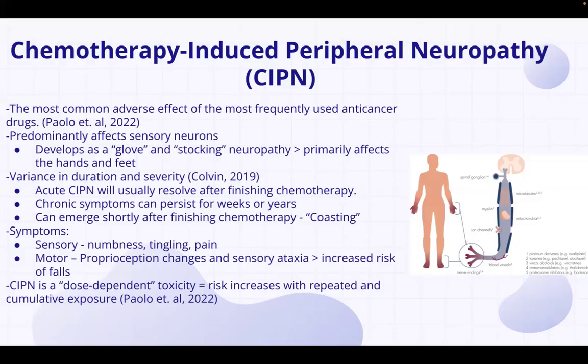So for sensory, patients can experience numbness, tingling, pain, and for motor impacts, there are proprioception changes and sensory ataxia, which increase risk of falls. So this is how the body perceives itself and its environment and controls its motor functions. And of course, impairment to it can put patients at risk of physical injury and things like falls. And CIPN is also a very dose-dependent toxicity, which means that risk of getting it increases with repeated and cumulative exposure.